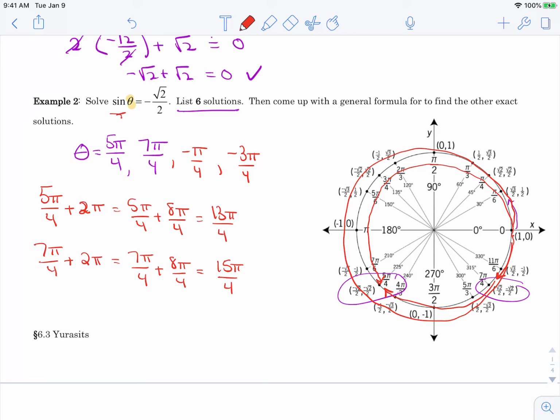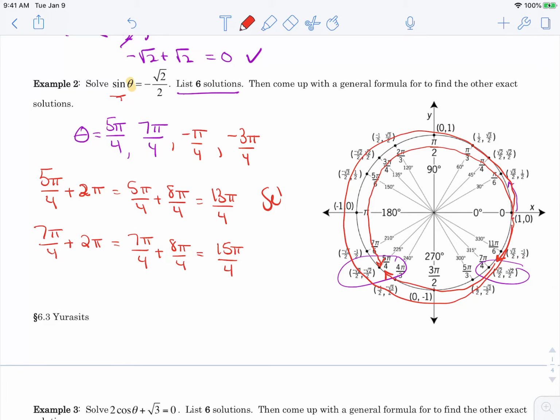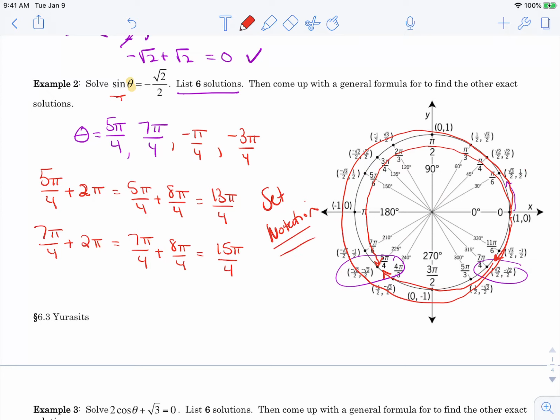Now, because you're solving, you want to make sure you use set notation, especially going into calculus. You want to make sure only when you solve for a variable, no other time, do you use set notation. So I would say theta such that theta equals, and I'm going to go in order, negative 3 pi over 4, negative pi over 4, 5 pi over 4, 7 pi over 4. Oh, I have more though. 13 pi over 4 and 15 pi over 4.